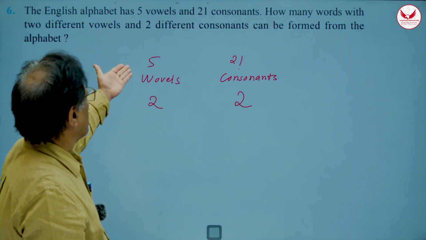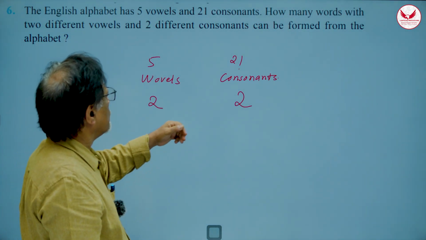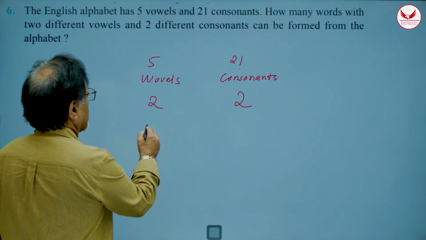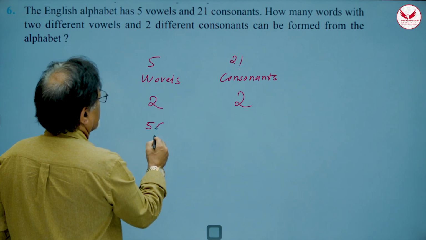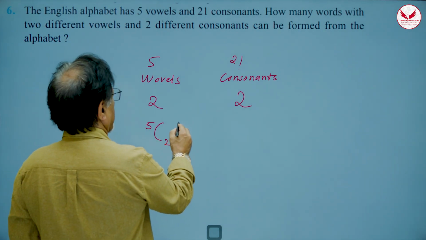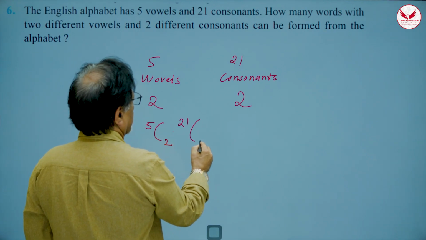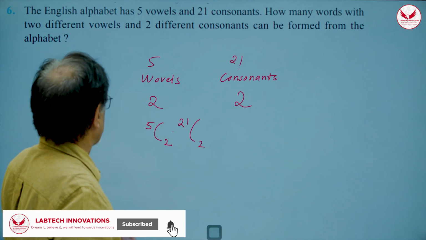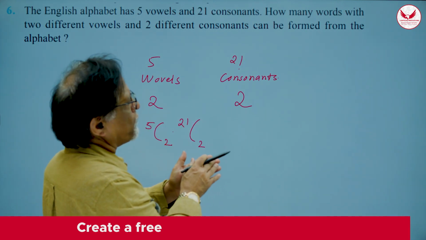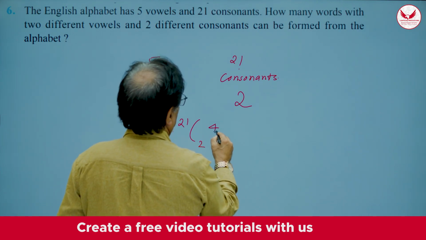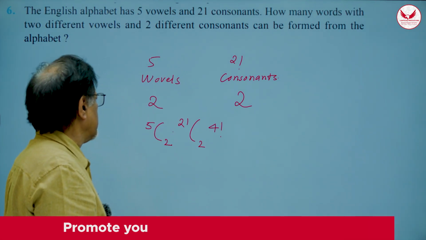The total available vowels are 5. I have to select only 2. Total available consonants are 21. I have to select only 2. Now, that selection can be done in how many ways? 5C2 ways. I can select 2 vowels in 5C2 ways. And I can select 2 consonants in 21C2 ways. But then I have got 4 letters, 2 vowels and 2 consonants, and those 4 lettered words can be permuted amongst themselves in how many ways? 4 factorial ways. So this is how the answer is.